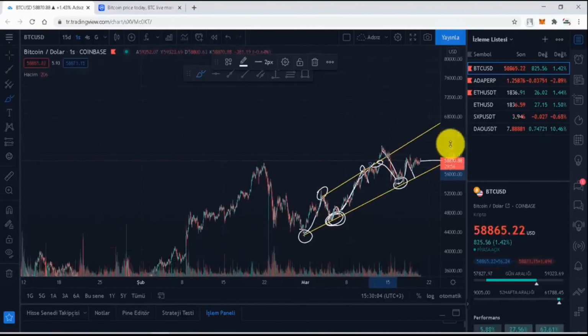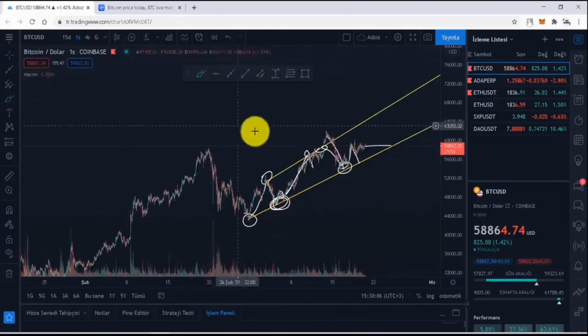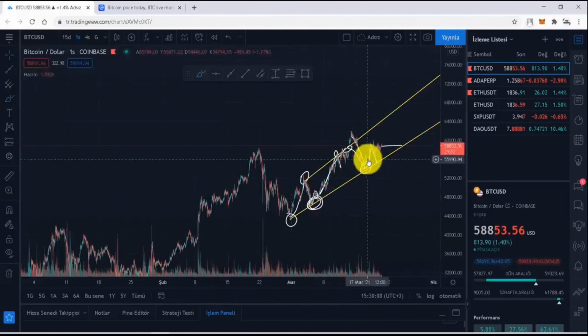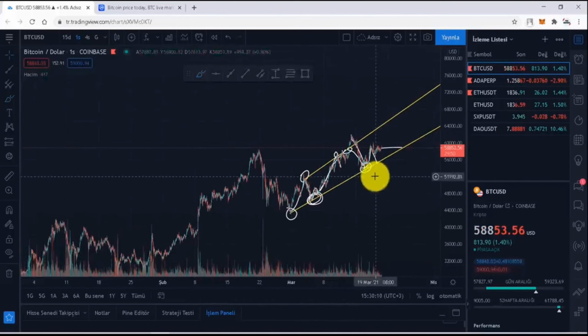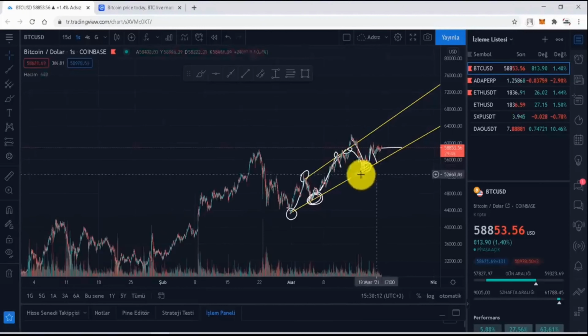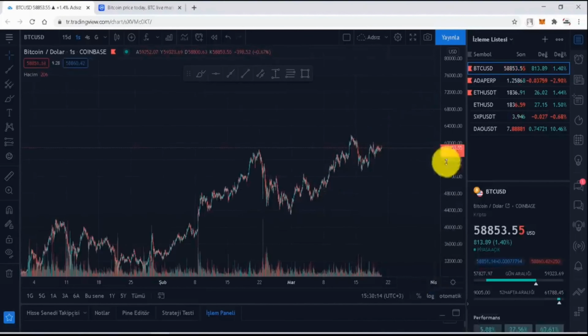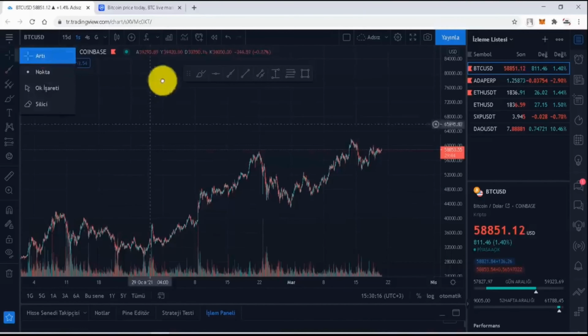Now we will talk in detail about these support and resistance points. We will discuss everything in detail here. We are explaining quickly. Now, the most important point is that we see and learn the trends. Let's remove the drawings now. Let's draw a few more trends.